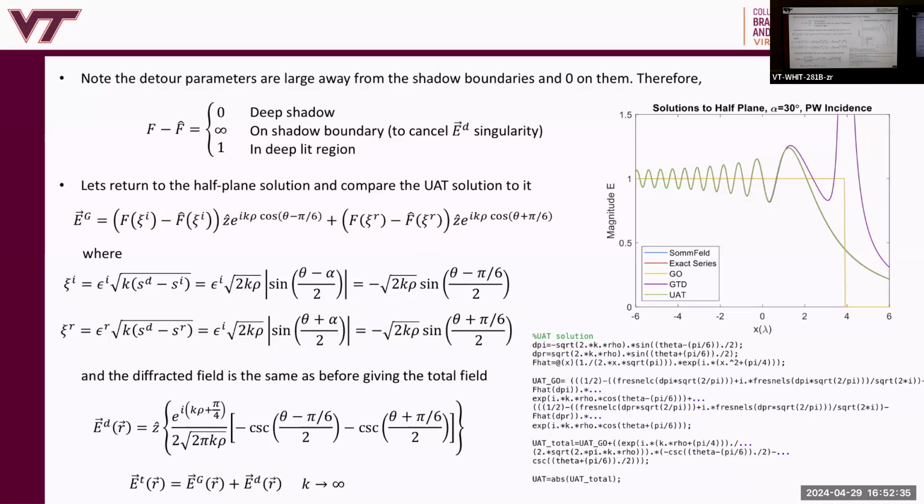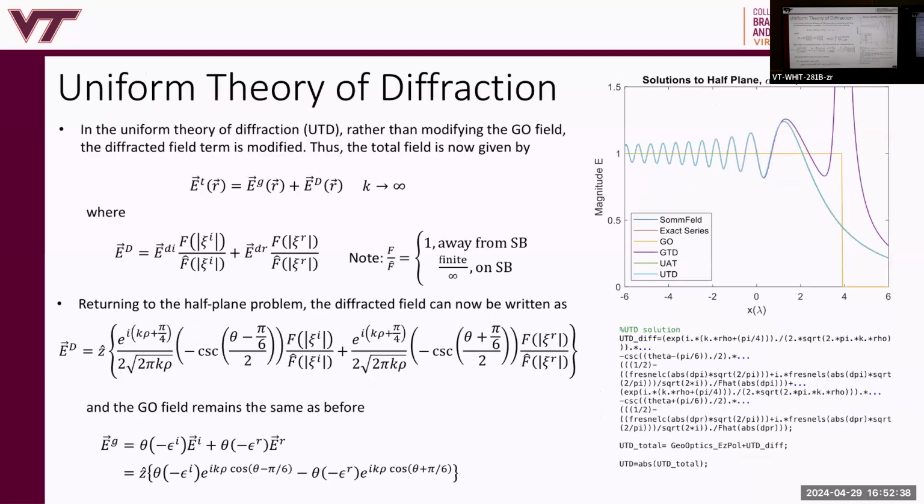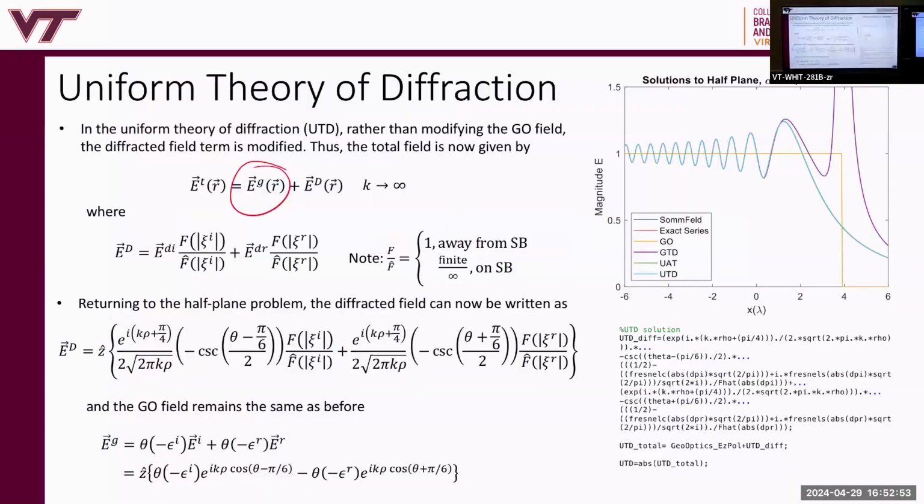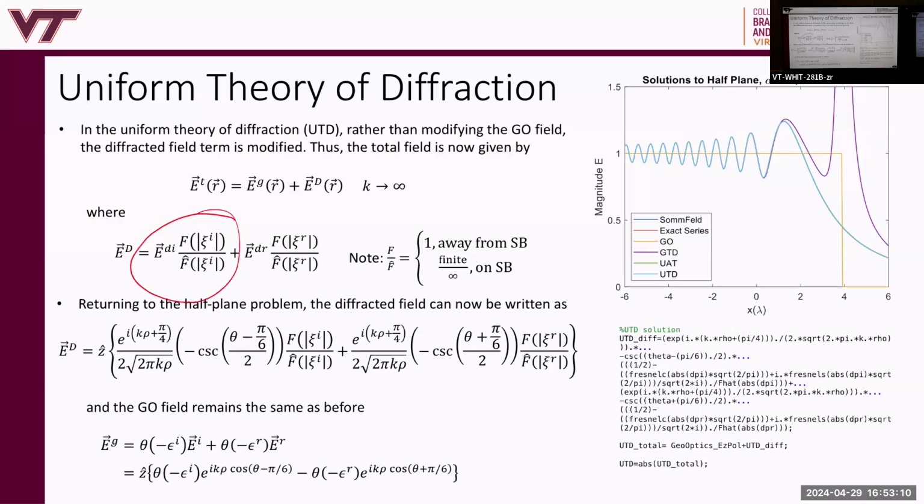Uniform asymptotic theory. All right, what about the uniform theory of diffraction? Now, instead of modifying the geometrical optics part, we're going to modify the diffracted part. So now the diffracted field has a capital D instead of a lowercase d. And the way we're going to modify the diffracted field is we're going to multiply the diffracted field by the singularity, which is in F hat, right? The leading term. So we multiply by F.